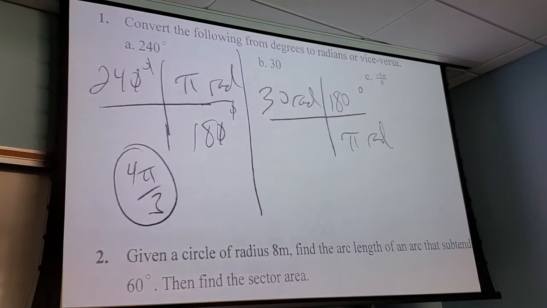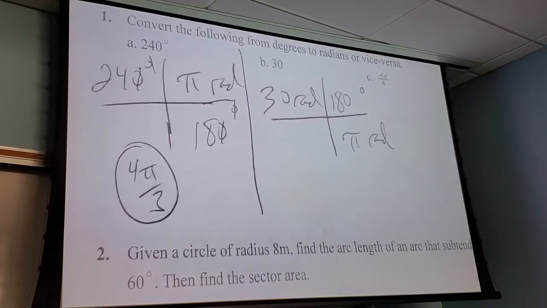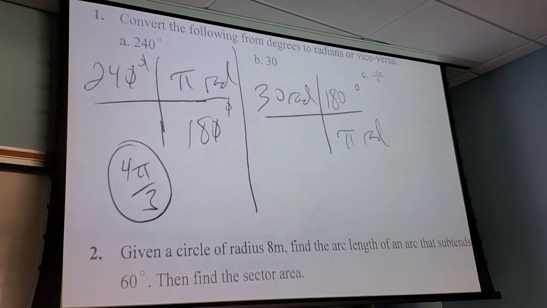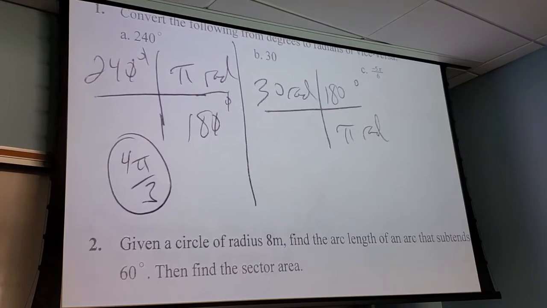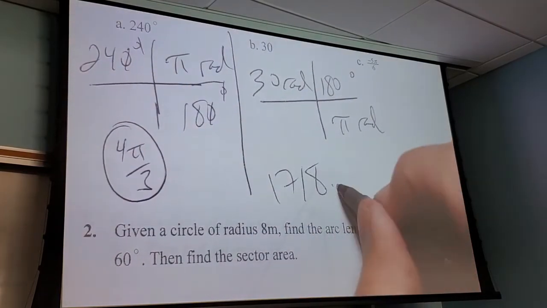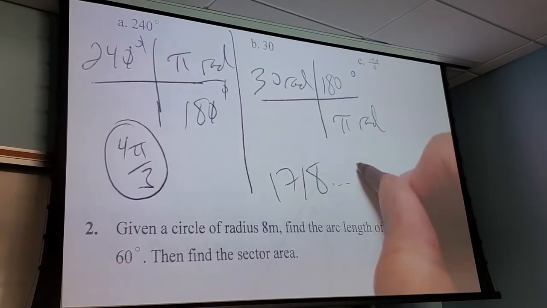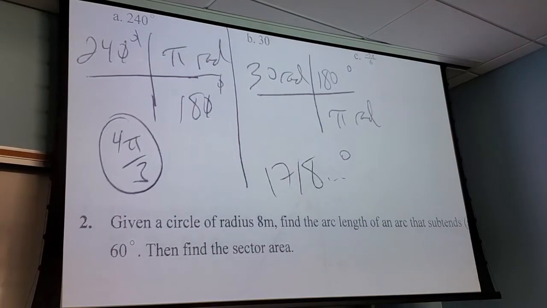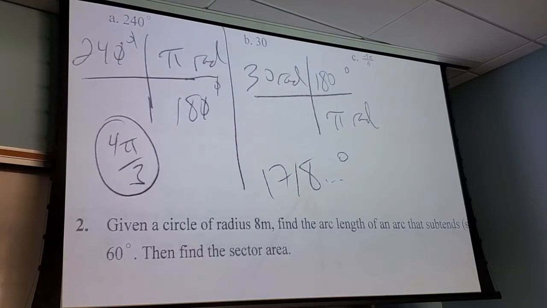Let's see. 1600 and something. 1718. I'm cool with that. 1718, roughly. Degrees, right? And real quick, why does that make sense?